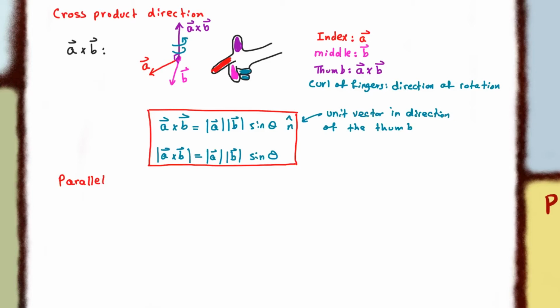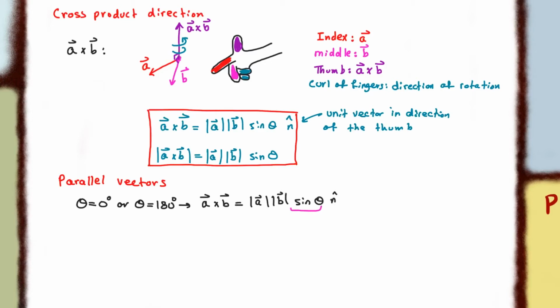If we have two parallel vectors, that means the angle between them is either 0 or 180 degrees. Since the magnitude of the cross product of A and B is the magnitude of A times the magnitude of B times sine of the angle, and sine of 0 and sine of 180 are both 0, the cross product of A and B when they are parallel is equal to 0.